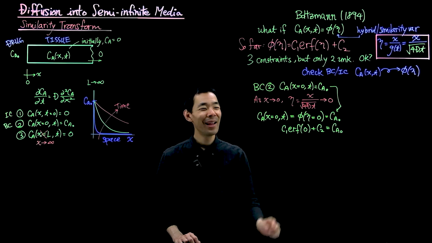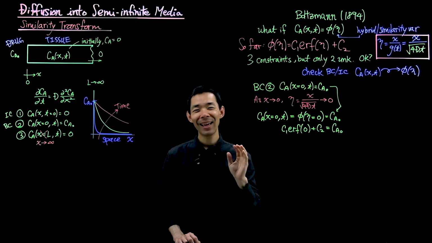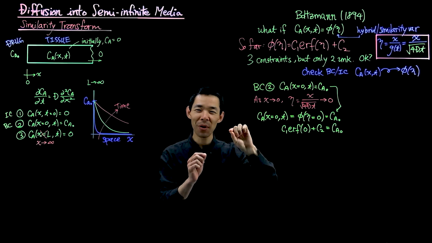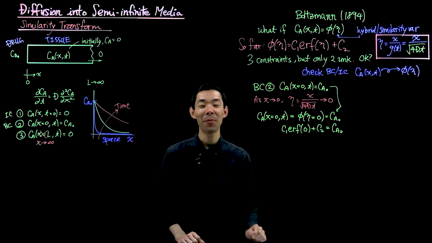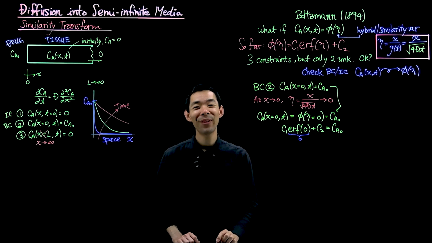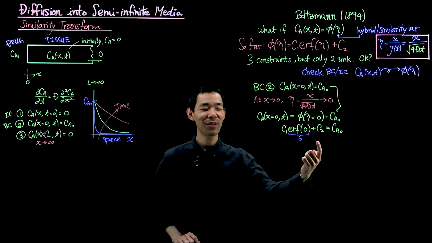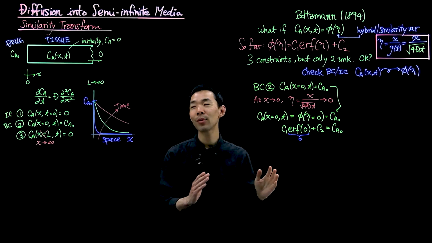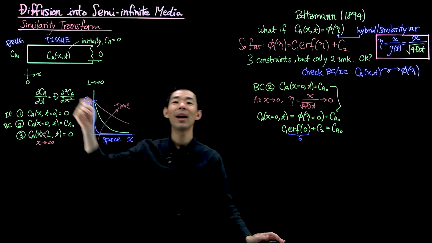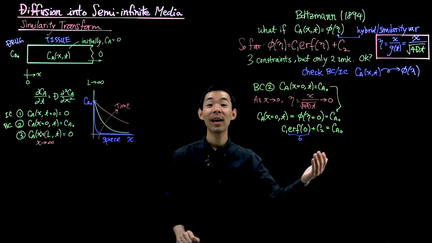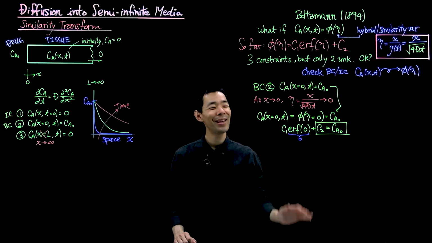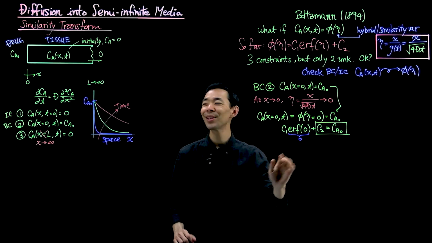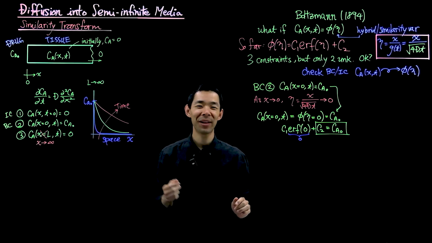Just like that. Now the error function at eta equal to 0 goes to 0 at the origin. And therefore, this term right here is going to 0. So apparently, what we find is that one of the constants of integration, C2, is just simply equal to the inlet concentration at x equal to 0, or in this case, eta equal to 0. Okay, so far so good. We obtained one of our unknowns using one of our boundary conditions.